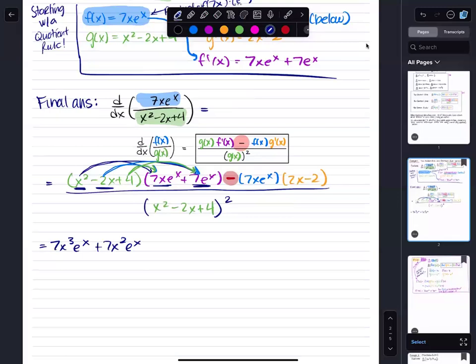Then we have a minus 2x times 7x e to the x. So that's a minus 2 times 7, 2 x's, and an e to the x. Then we have minus 2x times 7 e to the x. That's a minus 14 x e to the x. Then we have a 4 times 7x e to the x. That's 28x e to the x. And a 4 times 7 e to the x. That's a 28 e to the x.